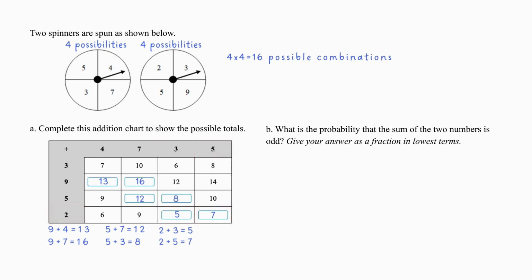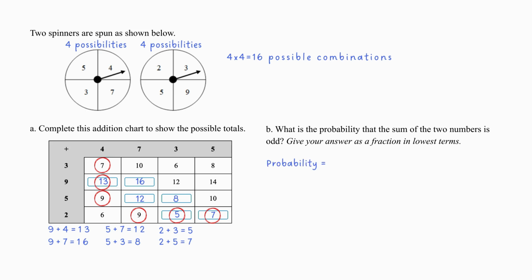For part B, we just go through our 16 results and circle the odd numbers. Top row, we have 7. Second row, we have 13. Third row, we have 9. Bottom row, we have 9, 5, and 7. That gives us a total of 6 odd outcomes.